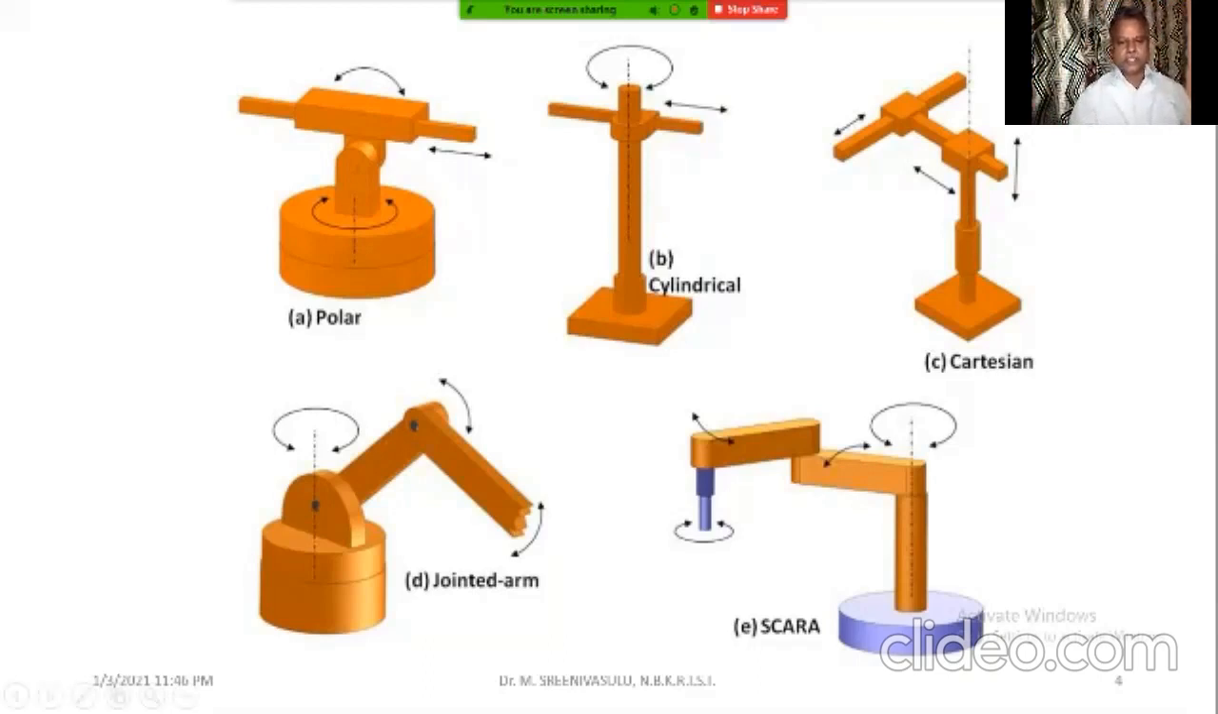And of course, if you try to refer, there is some difference in this jointed arm. There is one extension over here. Even this is actually an extension. You're going to get some kind of flexibility over there.